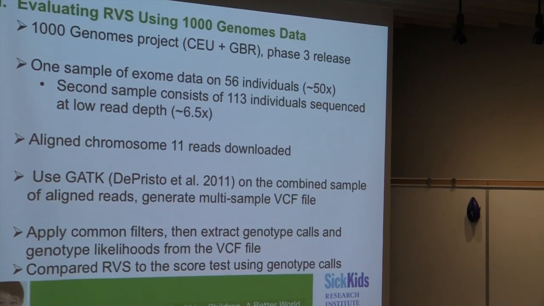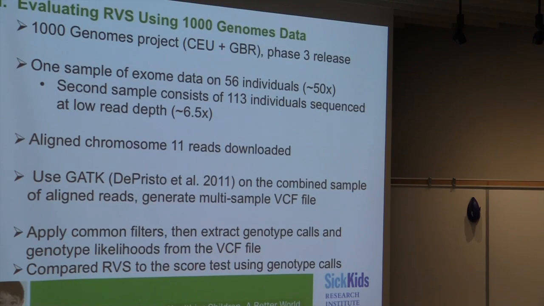So the next idea we wanted to take a look at was to use the 1,000 genomes data. We just use the 1,000 genomes project data phase 3 release. We use the European subsets. We have one sample of exome data on 56 individuals at 50x. And then the second sample is 113 individuals at low read depth, 6.5x. And this is the same data I showed you earlier on in the talk.